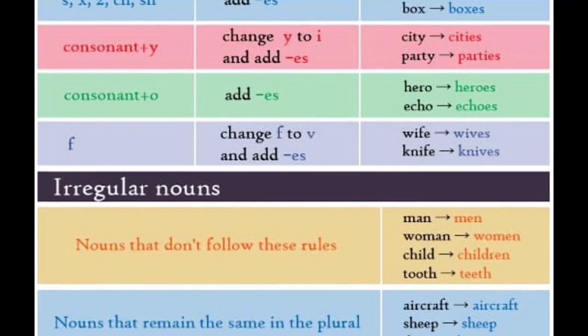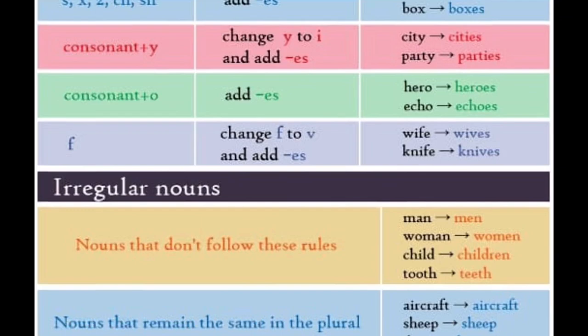FE is not written here, but you have to remember F and FE. Then what we will do? We will remove F or FE and we will add VES to it. Like wife, it is ending with FE. So we will remove this FE and we will add VES. Wives. Knife, knives. These are the examples of FE.